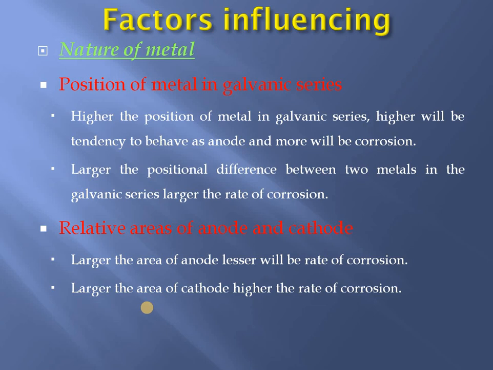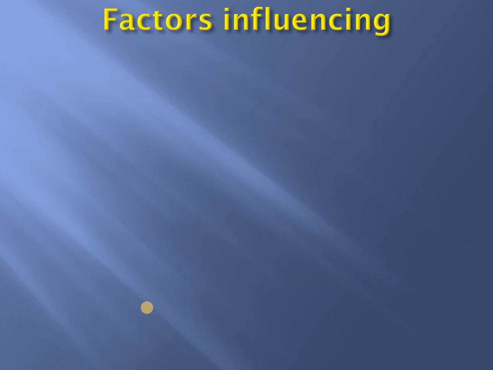and hence the rate of corrosion will be less. So if two metals are in contact with each other, and the area of the anode is larger, then that anode will undergo corrosion slowly, while if the cathodic area is larger, then the anodic metal will undergo faster corrosion. So for better design, anodic metal should have larger area.